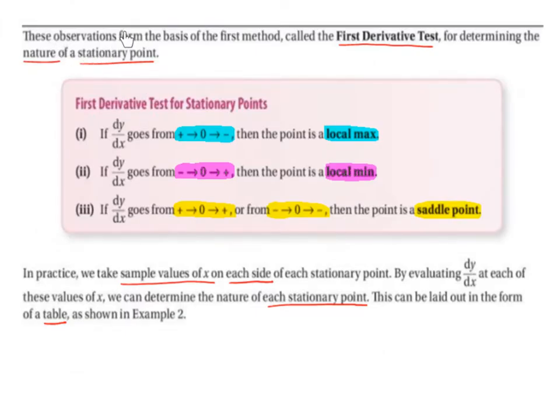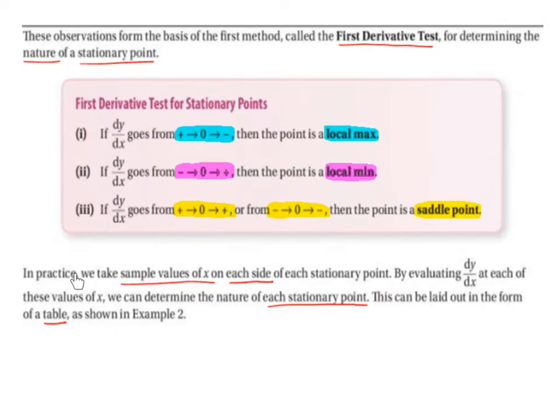These observations form the basis of the first method, called the first derivative test, for determining the nature of a stationary point. First of all, if dy/dx goes from positive to 0 to negative, then the point is a local maximum. Secondly, if dy/dx goes from negative to 0 to positive, then the point is a local minimum. And thirdly, if dy/dx goes from positive to 0 to positive, or from negative to 0 to negative, then the point is a saddle point.